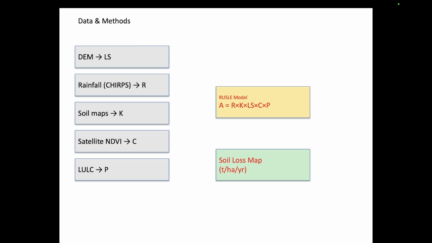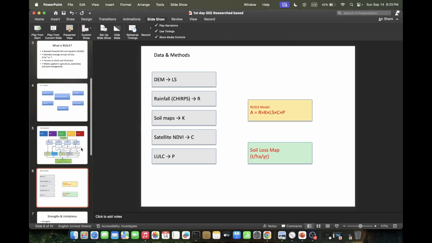So what is the R factor? The R factor indicates rainfall erosivity. Erosivity quantifies the erosive power of rainfall, and it depends on rainfall intensity, amount, and duration. High-intensity storms generate higher erosivity. We use different types of data, such as CHIRPS satellite data or TRMM data sets. Let me open my code and show you, so it will be better.